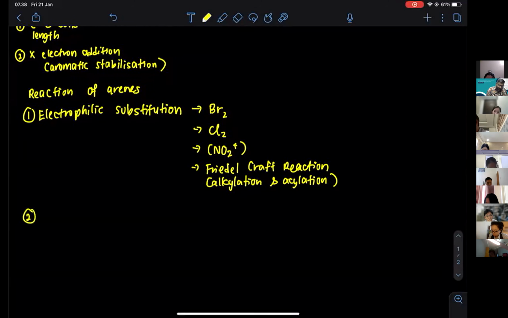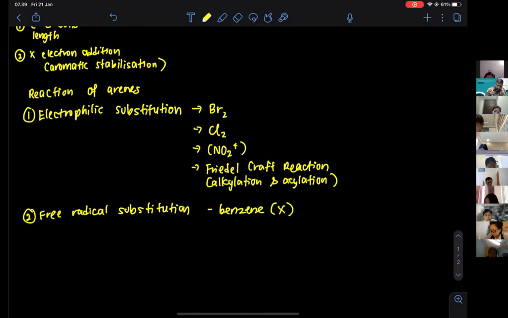Anyway, apart from electrophilic substitution, we do have another reaction, which is free radical substitution. But do remember, free radical substitution does not happen for benzene. Benzene will not undergo free radical substitution, but it will affect alkyl benzene, the benzene that is attached to an alkyl side chain.